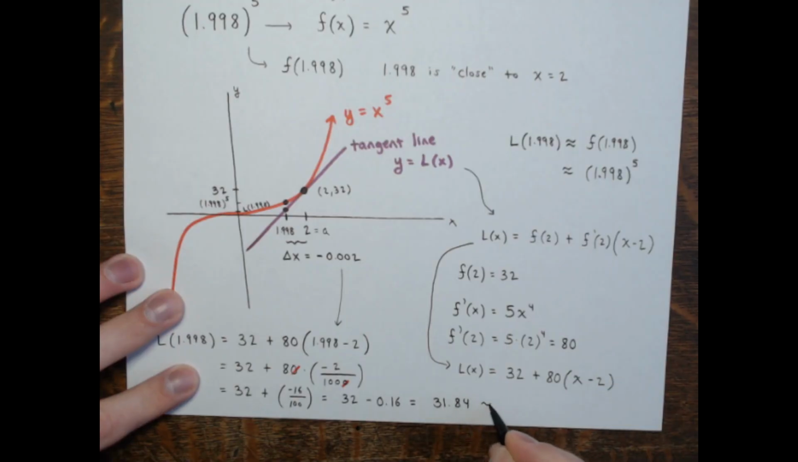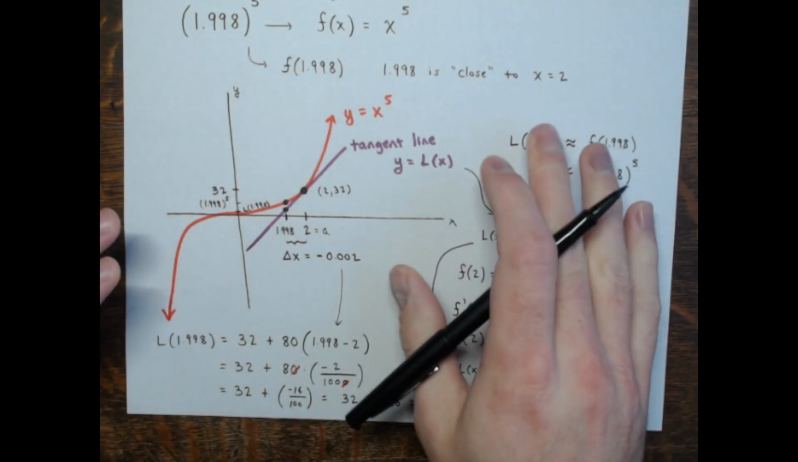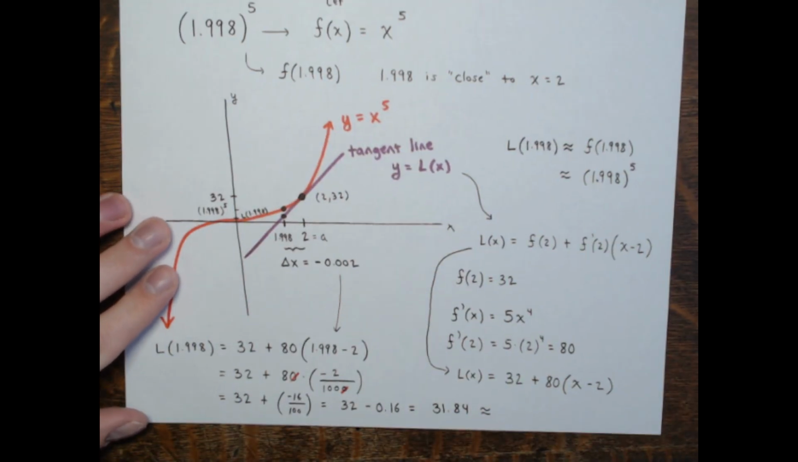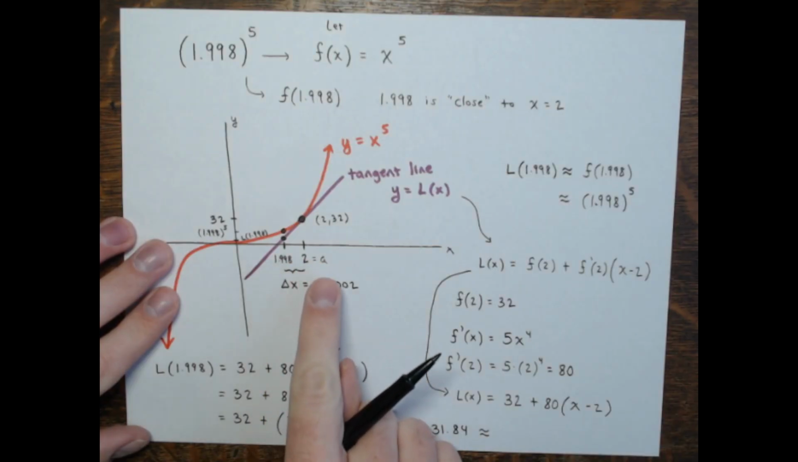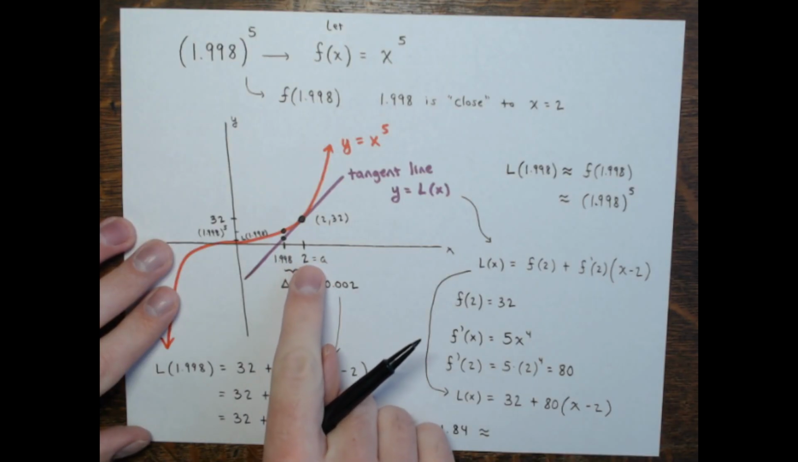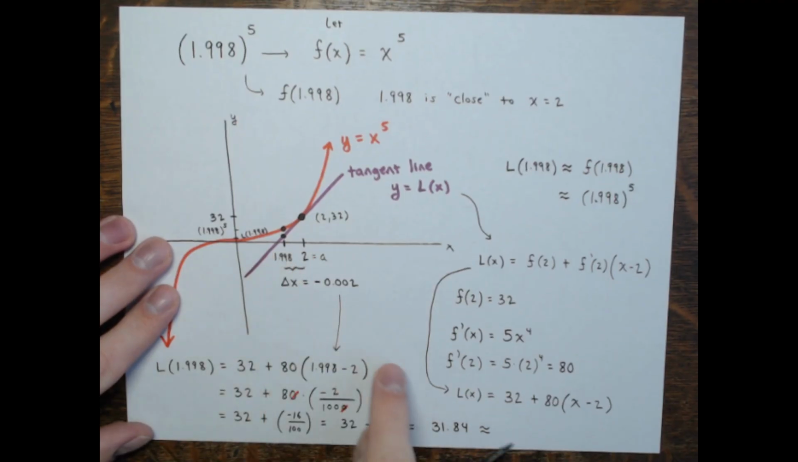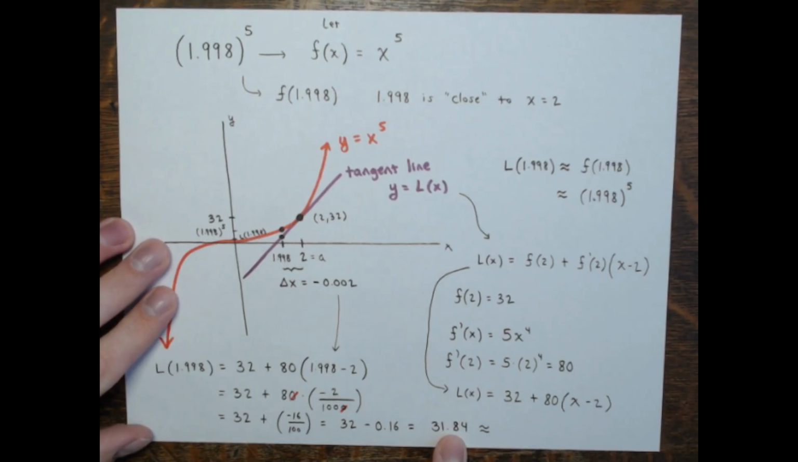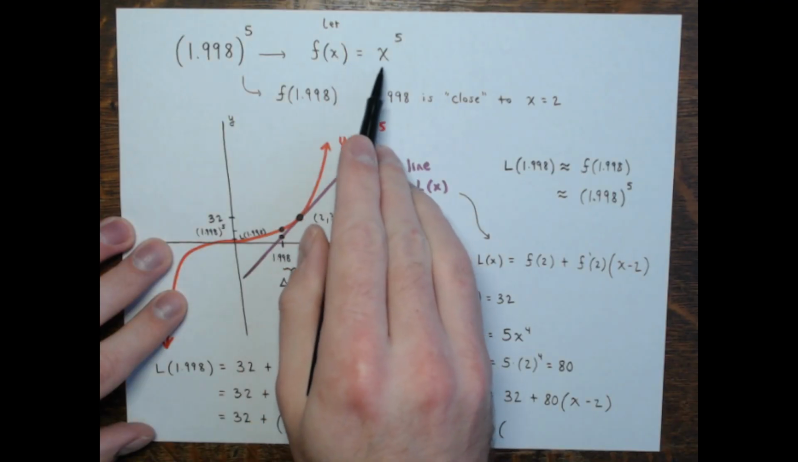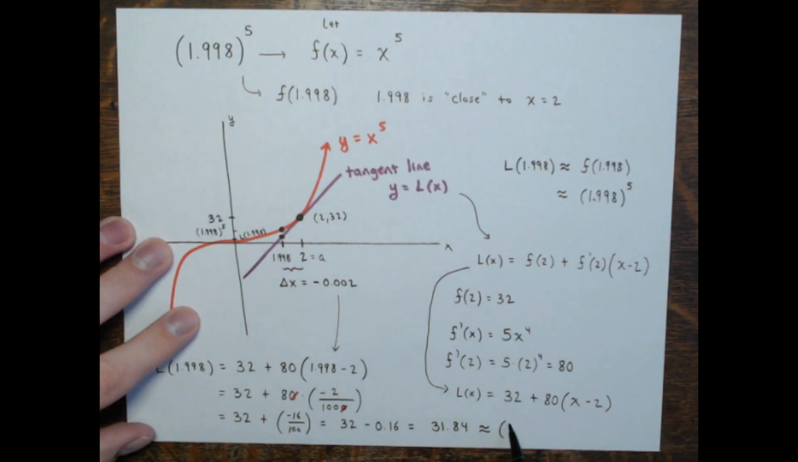And this should be, according to our picture here and what I was saying about these tangent lines, near x equals 2 here, 1.998 is near 2. So the value of the tangent line at 1.998 is 31.84. This should be approximately the same as the value of the function that we started with, this x to the fifth at 1.998. So here's what I'm going to enter, this 31.84.